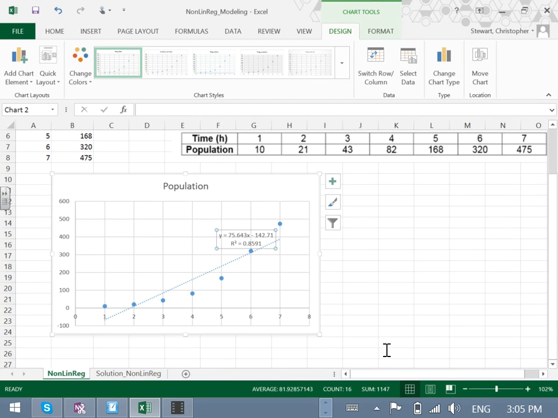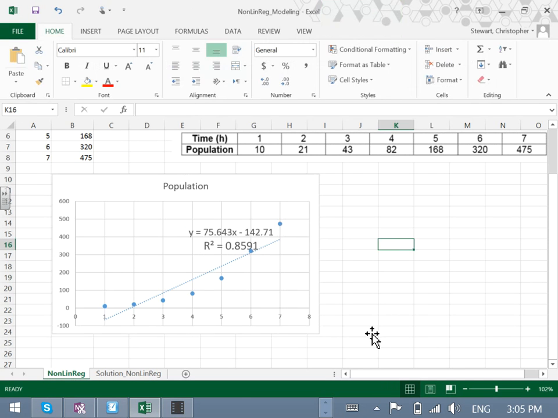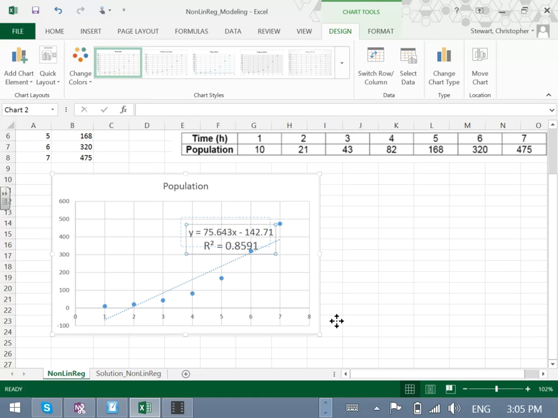This is rather hard to see, so I believe we should increase the font size on that, something a bit more legible. Perfect. Okay, so we have an equation of a line. That would be the slope value, roughly 76, so 76 bacteria per hour, and a y-intercept of negative 142.71. The R-squared value, of course, is 0.8591.